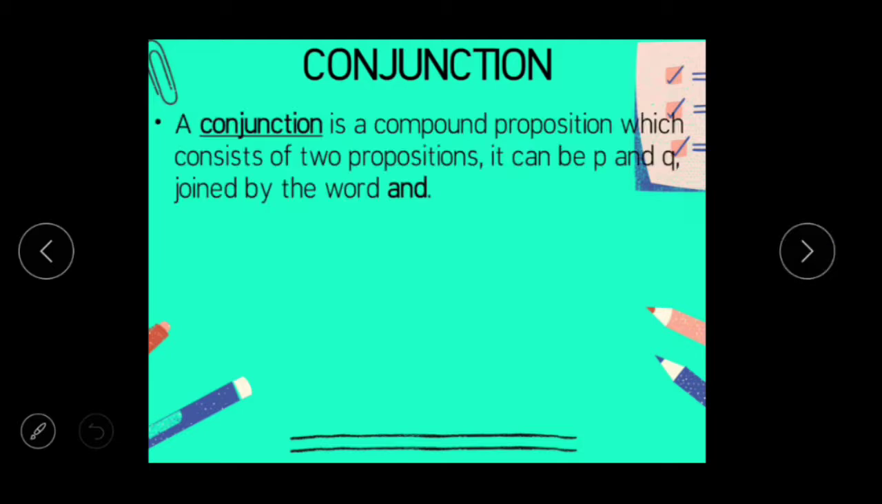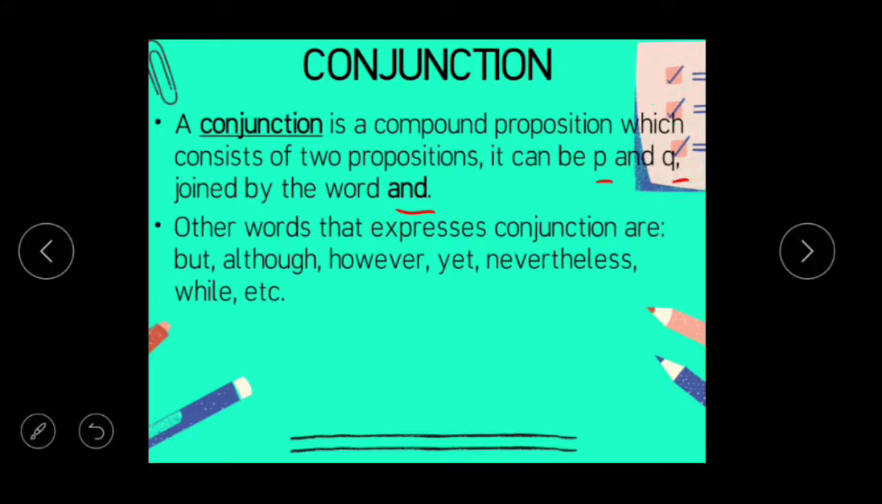Next, conjunction. So, in conjunction, ganun din, compound proposition din siya. They can be P and Q. They are joined by the word and. So, yung disjunction, or, ito naman conjunction, and. Actually, marami pa na tayong pwedeng mag-express ng conjunction, pero ang pinakagamit na gamit is yung and.